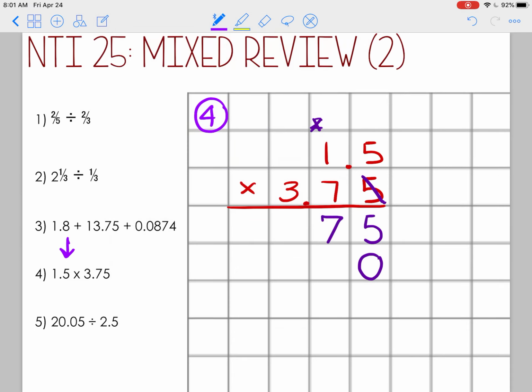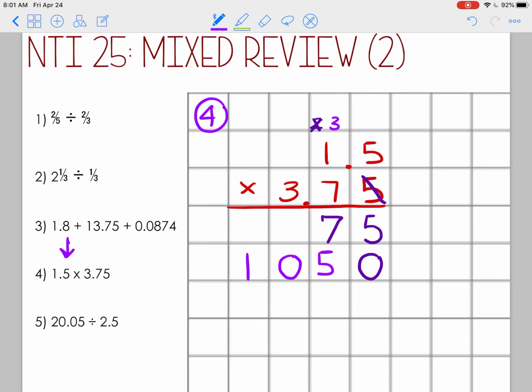Now I'm going to move on to the 7, and I'm going to do the exact same thing. I'm going to take 7 times everything across the top row. 7 times 5 is 35. So I put my 5 down here, and I'm going to carry my 3. 7 times 1 is 7, plus the 3 I carried gives me a 10. So I put the 0 down here. And I don't have anywhere to carry it, so I'm just going to put my 1 down here as well.